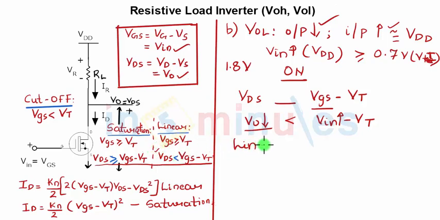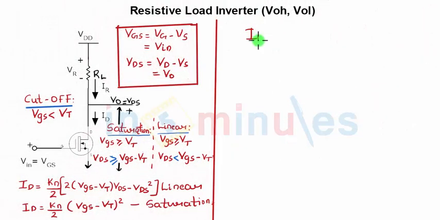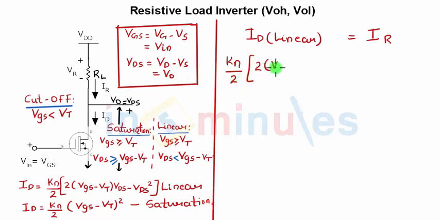and this gives me that my transistor is operating in linear region. So what we need to do next is equate the value of current in linear region with the value of the current flowing across the resistor RL. ID in linear is equal to IR. Let's write the equation of the current in linear region. We already have it on the screen on the left hand side. Kn by 2 times 2 times (VGS minus VT) into VDS minus VDS square is equal to (VDD minus Vout) upon RL.